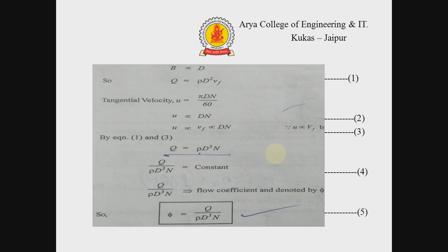Now the tangential velocity, again, u equals pi D N by 60. That means u is proportional to D N, and u is proportional to Vf. So we can say that Vf is proportional to D N, as shown by equation number 3. And by equations 1 and 3, Q is proportional to rho D cube N, or Q by rho D cube N is equal to a constant. The above relation is known as the flow coefficient, which is denoted by phi. So equation number 5 shows the flow coefficient, that means phi equals Q by rho D cube N.